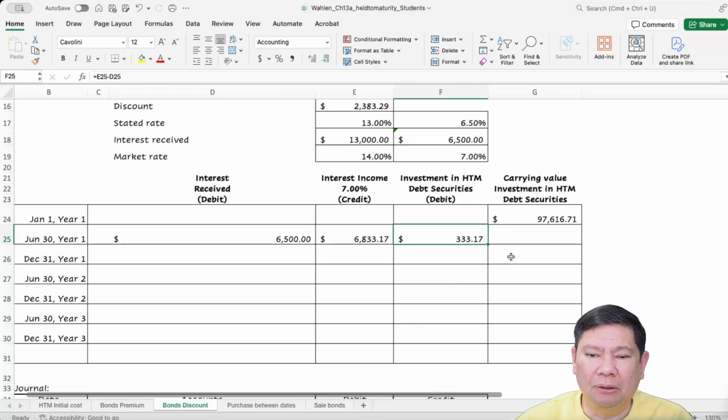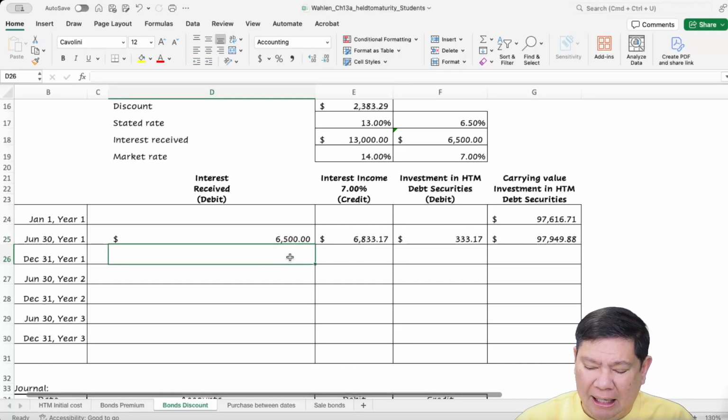And that's also the amount of investment that will be added to the previous carrying value. So the value goes up to 97,949.88. Remember, for bonds with discount, this should go up. So you want to add the amortization of discount to the investment in held to maturity debt securities. Okay, and then we do that for the rest of the period.